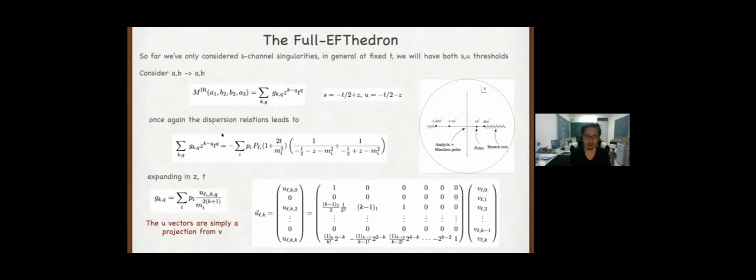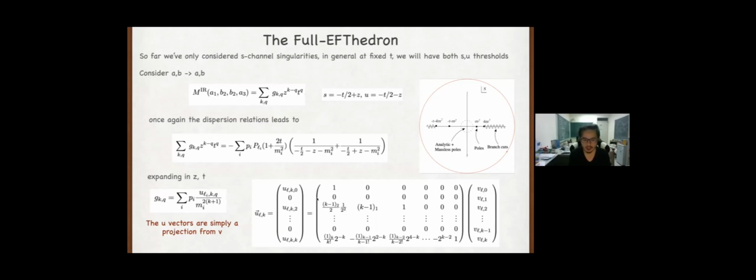Now let's have the full thing. So for the full EFThedron, things are more complicated because you have both S and U channel contributions. So in light of this, to manifest this S and U symmetry, instead of using S and T, we switch to a new parameter, which is T and Z. And the fact that you have SU symmetry is just reflected in the fact that your EFT coefficients only have even powers in Z. So once again, we use the dispersion relation to get a dispersive representation of G, and this is the thing that I wrote down previously.